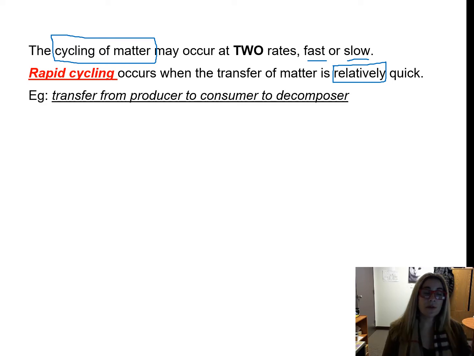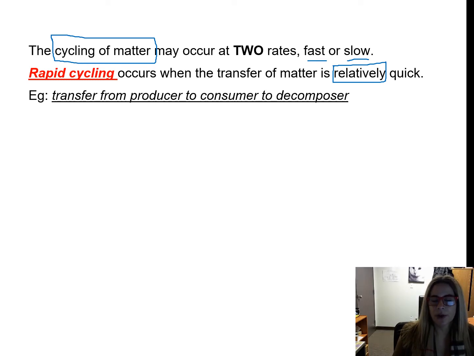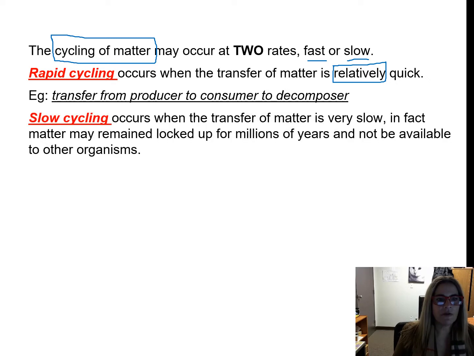An example of this would be the transfer of energy or matter from the producer to the consumer. As a consumer, like a deer, eats grass or leaves, we have that transfer of matter from the plant to the consumer. And as the deer digests that plant matter, that's going to be a relatively quick, or rapid, conversion of matter.